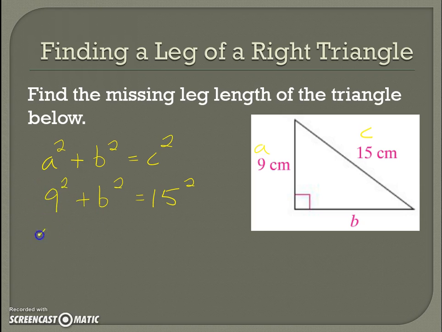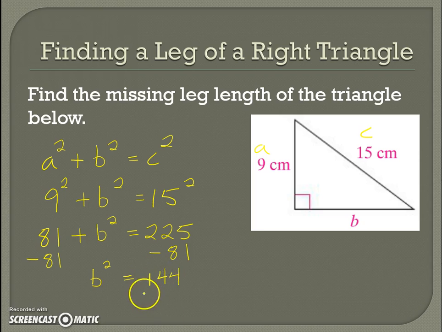So this first part, 9 squared is 81, plus b squared equals, this squared is 225. And then from there I need to isolate the b, so I'm going to subtract 81 from both sides. And I get b squared equals, what is that here? Looks like it's 64. Let me double check on this. 144. I was way off. All right, so b squared equals 144.